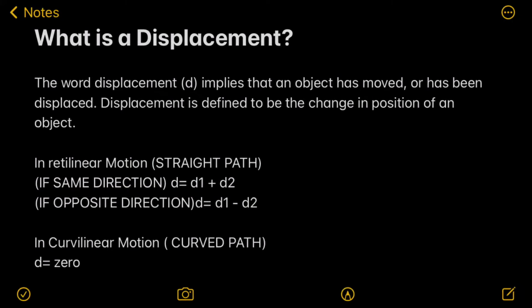Now, we will be learning what is a displacement. The word displacement implies that an object has moved or has been displaced. Displacement is defined to be a change in position of an object.